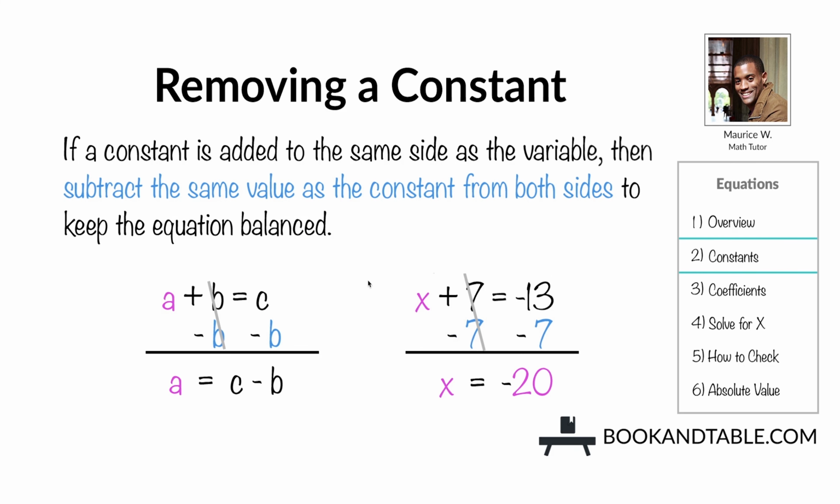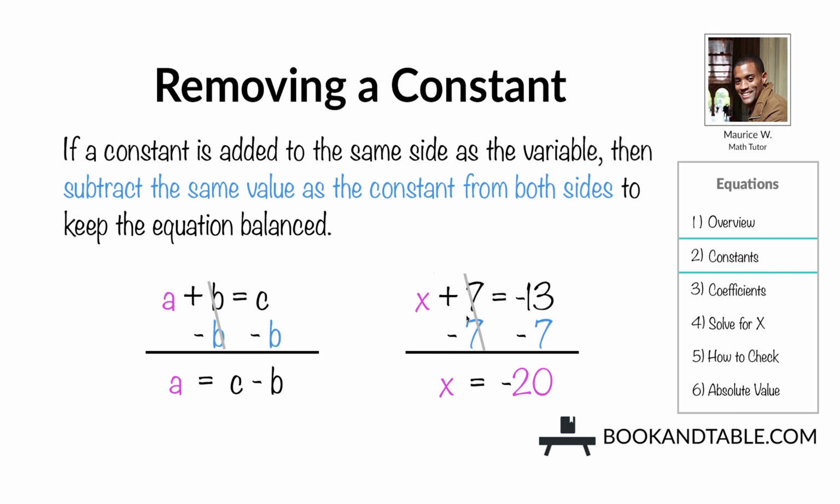Now let's discuss constants, removing a constant specifically. If a constant is added to the same side as the variable, then subtract the same value as the constant from both sides to keep the equation balanced. So in this first example, a plus b is equal to c. If we want to solve for a, since we're adding b, we subtract b from both sides to negate the b's, leaving us with just a on the left side, and that's equal to c minus b.